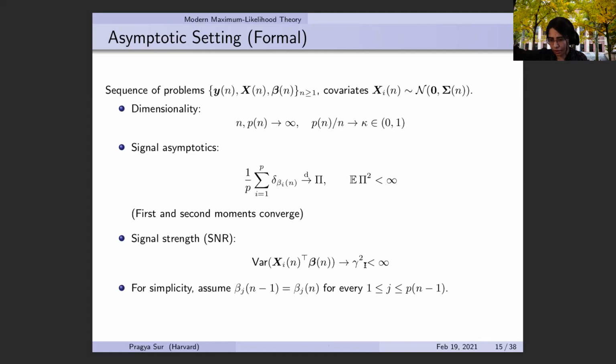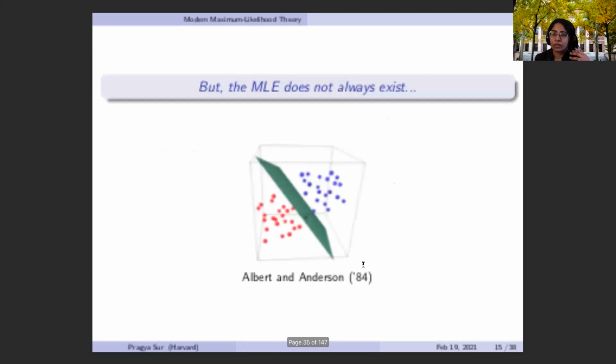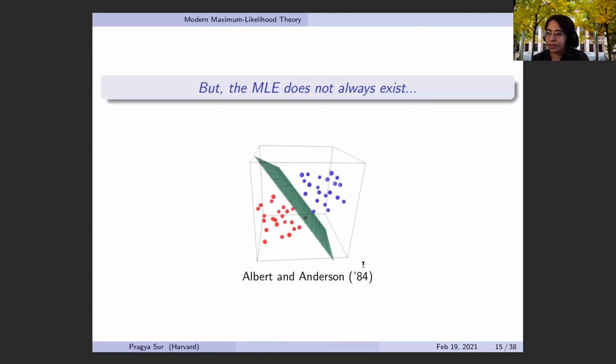We're going to call this gamma squared through the talk. And in the limit, this is finite, because if this is diverging, then in the limit, you'll have degeneracies and all sorts of weird problems. So just that the SNR is finite in the limit. Okay, so with those assumptions, let's try to see whether the question even makes sense of studying the maximum likelihood estimate. And it turns out it doesn't.